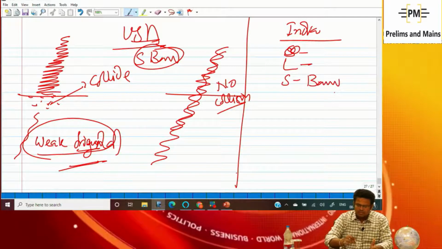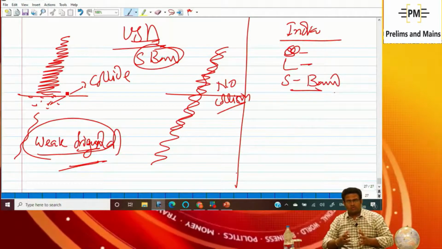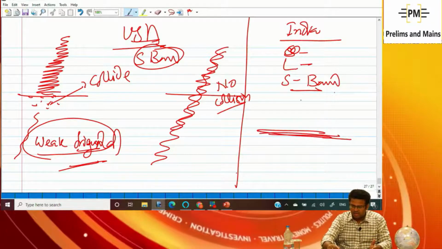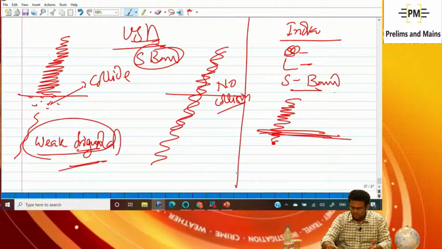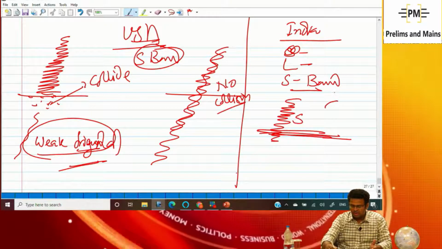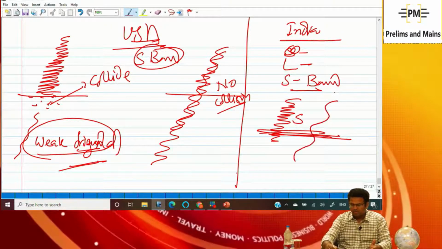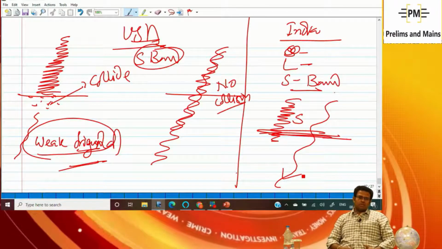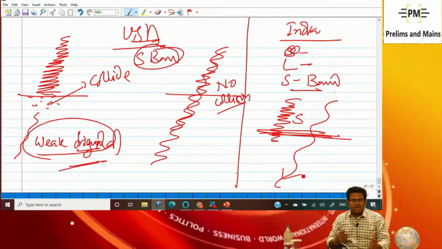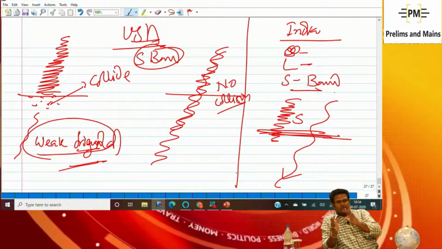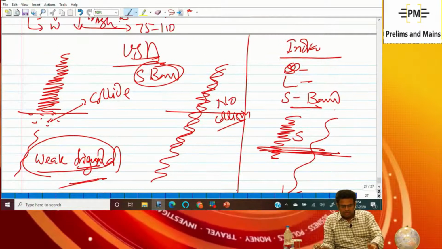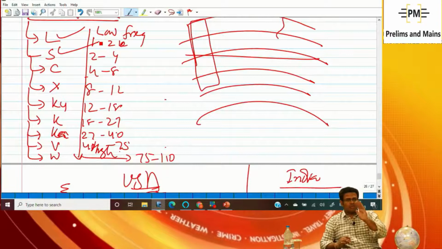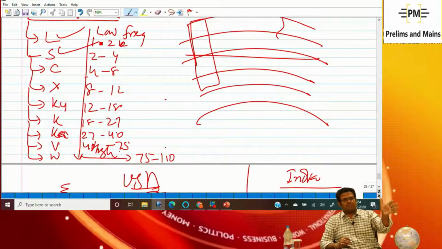If the S band collides and is not able to move down properly, then the L band, which is low frequency but high wavelength, can easily enter into the Earth's atmosphere and reach the Earth. So India is using S band and L band also. The L band is of very low frequency. India is using L band and S band both. But the USA has a problem: it is using S band only.